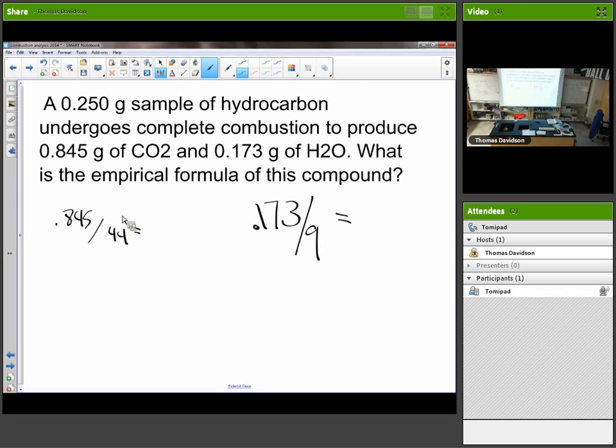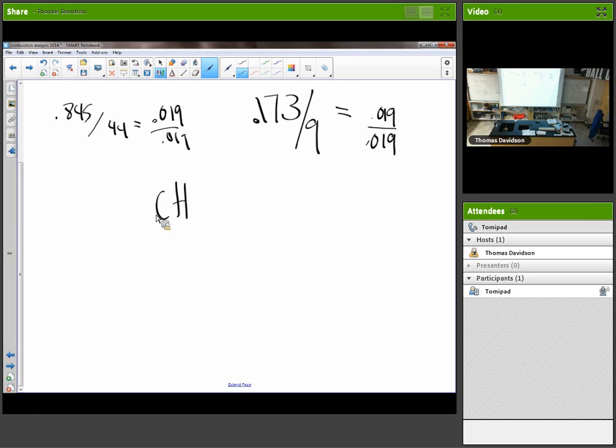All right, anyone have this answer for me? 0.845 divided by 44? Point oh what? All right, what do we have here? So, CH something, right? That's it. Because these are going to both be 1s. Now, that doesn't exist. So this is clearly an empirical formula. How do I know it doesn't exist?